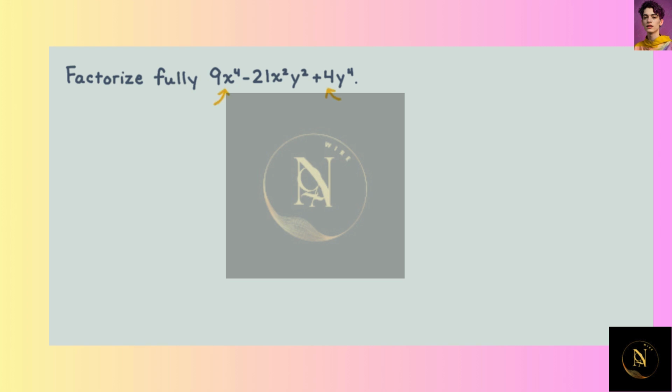Factorize fully 9x to the fourth power minus 21x squared y squared plus 4y to the fourth power. We notice that the polynomial contains two perfect square terms, 9x to the fourth power and 4y to the fourth power. So we will attempt to factor this expression by completing the square.